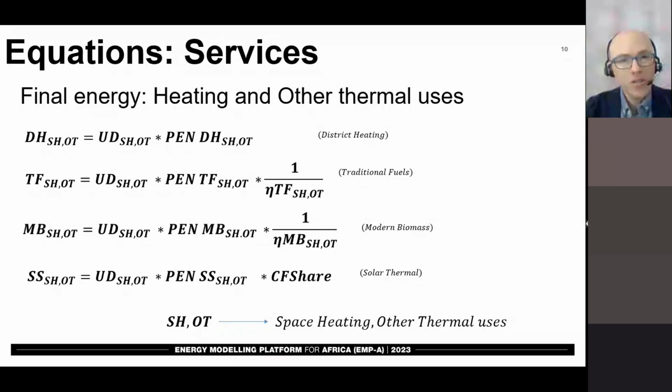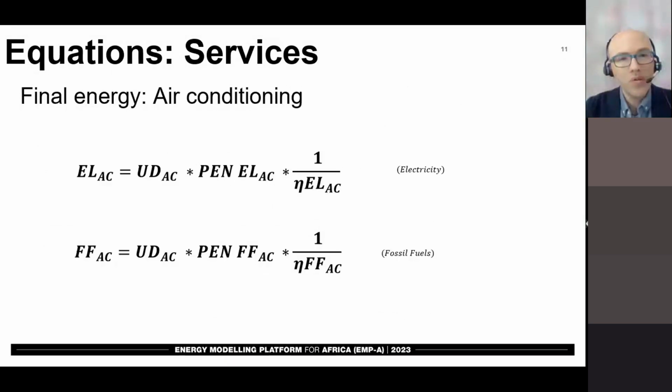For air conditioning, we'll use two forms of energy, electricity and fossil fuels, and the equation is the same. The final energy is calculated by multiplying the useful demand by the penetration rate, and this is divided by the efficiency. The efficiency for air conditioning is the COP, the coefficient of performance.